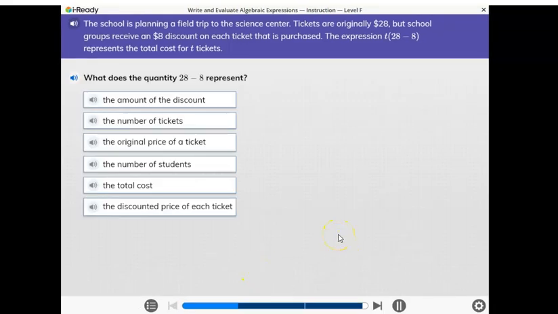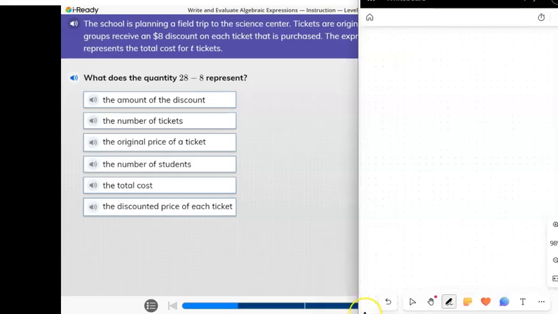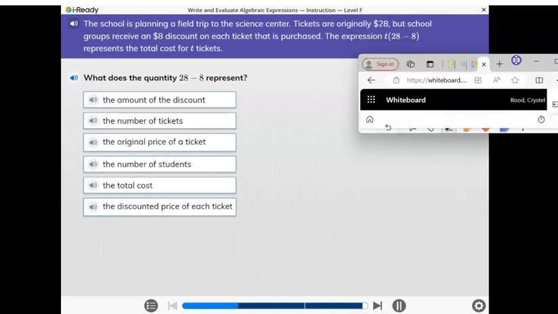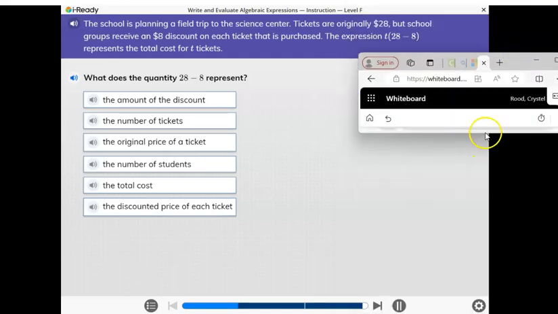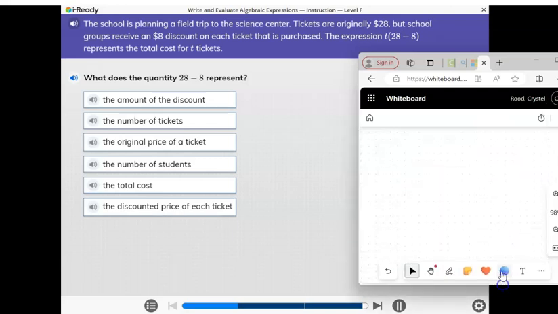Okay, we're looking at this particular problem where a school is planning a field trip. Tickets are originally $28. We need to start learning how to write this problem on paper instead of just looking at it. So here I have a whiteboard. Tickets are originally $28, so we're going to put tickets equal $28.